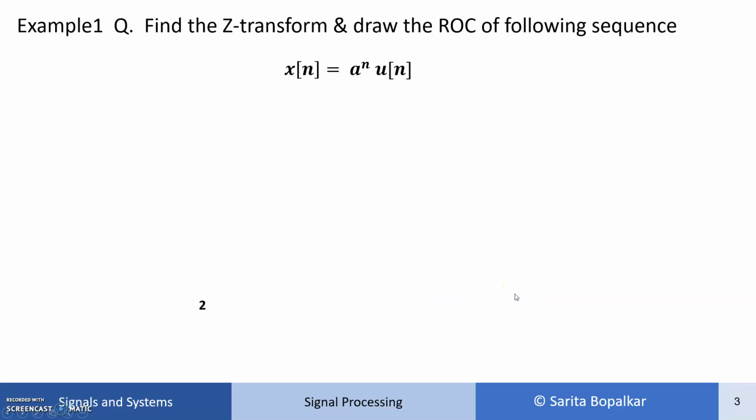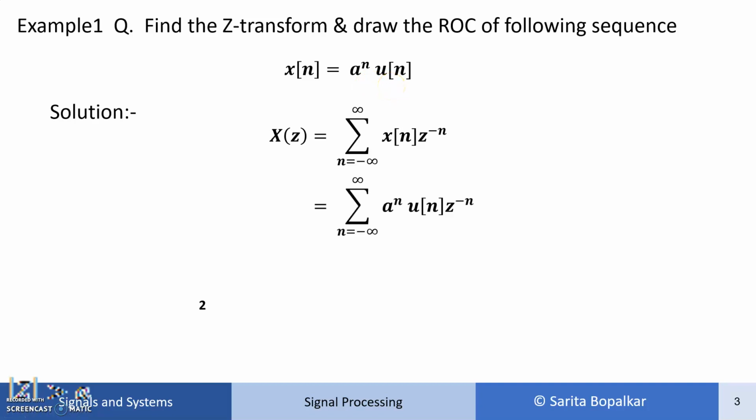Let's solve one example. Find the Z transform and draw its ROC of the following sequence: x of n is equal to a raised to n u of n. Now we know the definition of the Z transform is X of z is equal to the sum, n varies from minus infinity to infinity, of x of n z raised to minus n. Now here x of n is a raised to n u of n.